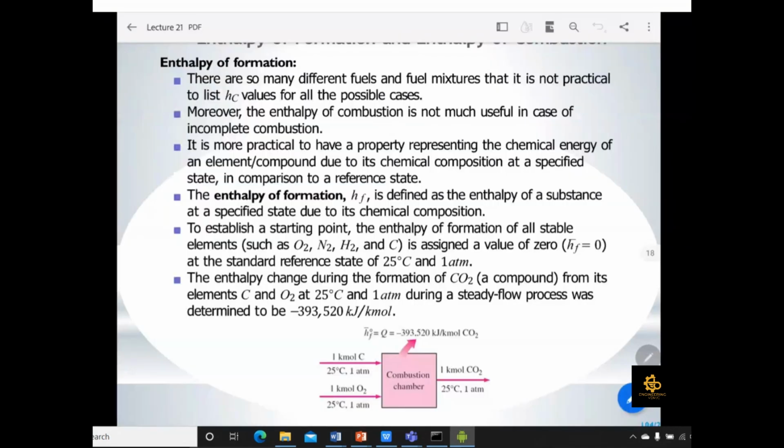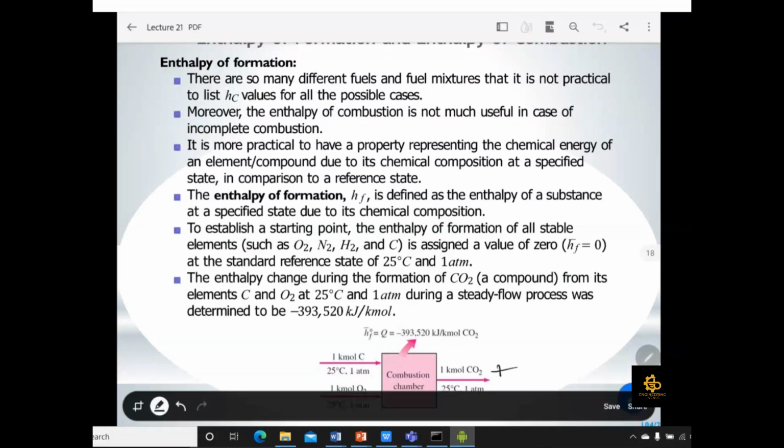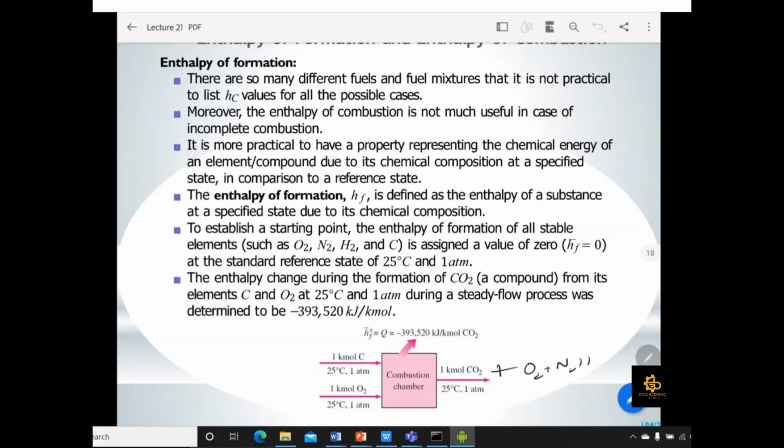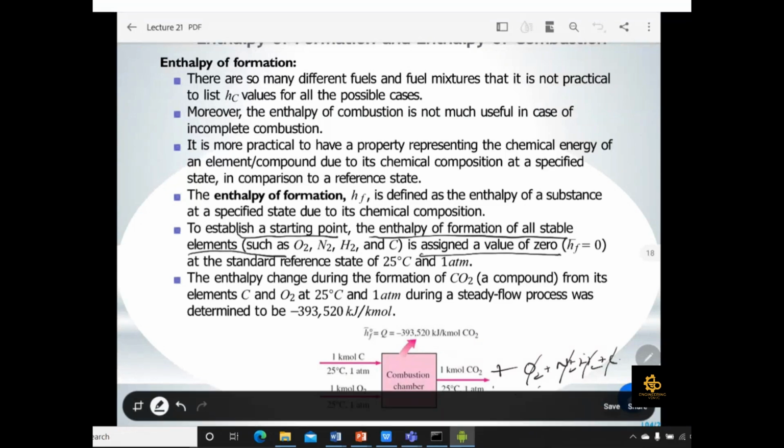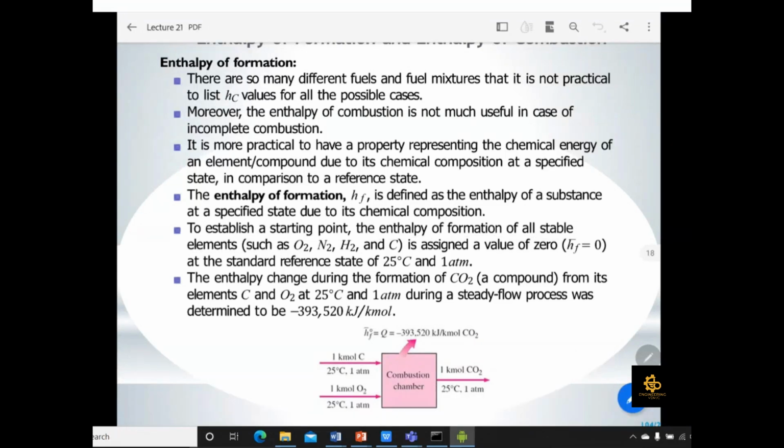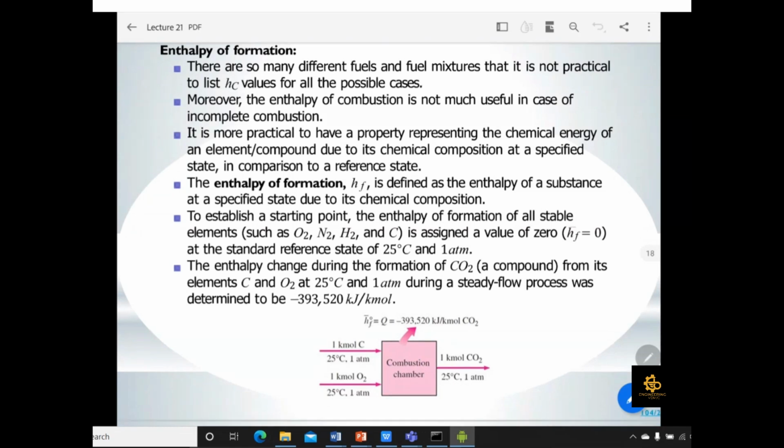For example, if in the same equation we have O2, N2, H2, and carbon, and I have to find the enthalpy of formation of the product, these values are simply 0. Because, as we mentioned, to establish a starting point, we assign an enthalpy of formation value of 0 to all stable elements. We will see this in the problems as well, so we will discuss some problems related to it.